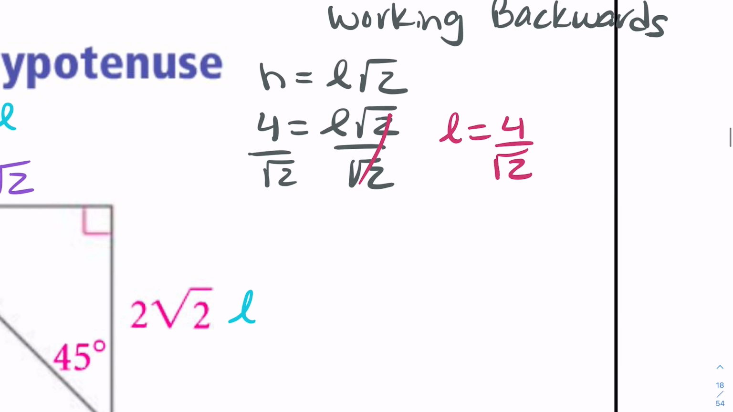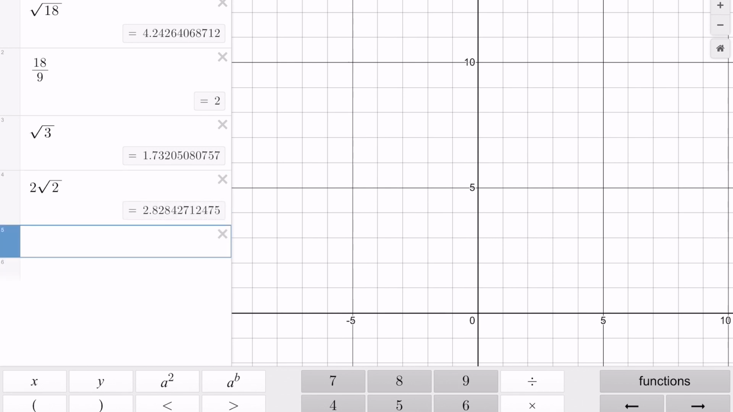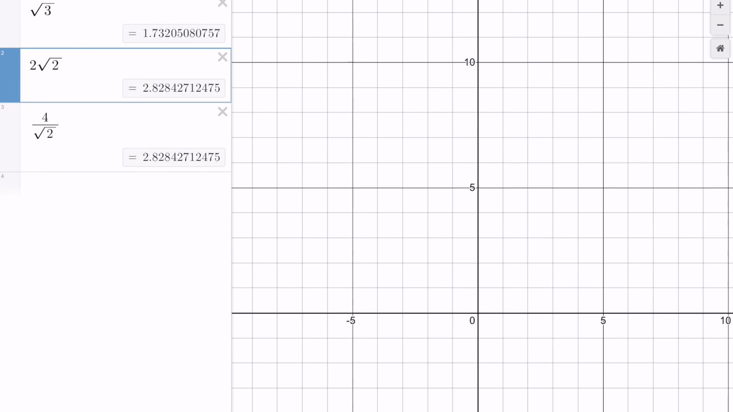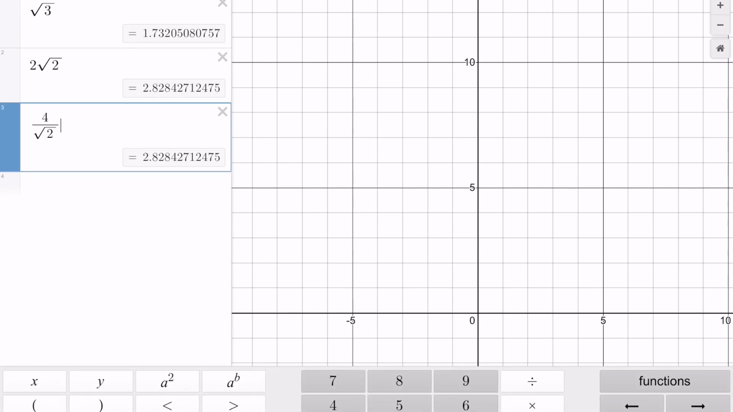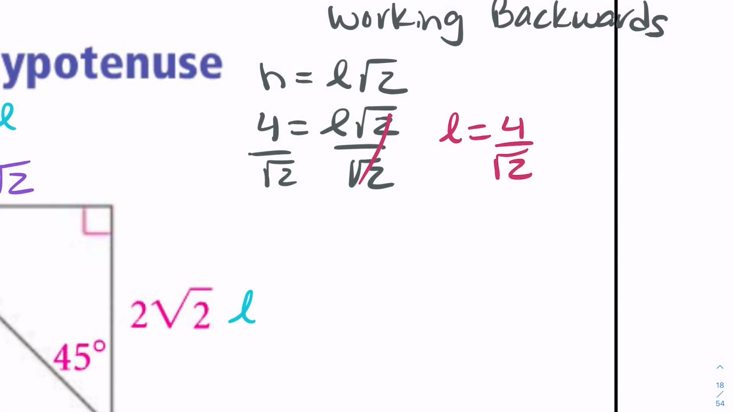But the issue here is that it's irrational. Notice this answer, this side length, 2 square roots of 2, looks different than 4 over the square root of 2. Let's check if it is. 2 square roots of 2 is that. 4 divided by the square root of 2 is that. Notice they're equivalent. They look different. They look way, way different. 2 square roots of 2 is 2.828, and then 4 over the square root of 2 is 2.828. It's the same thing. So how do we get it to look different?